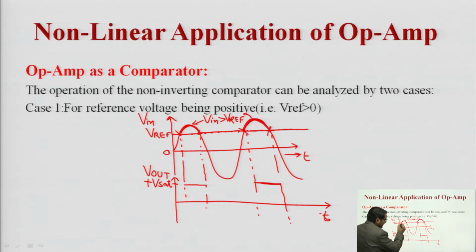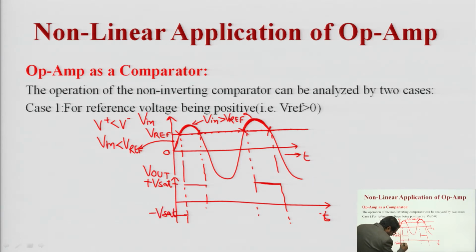Now, we consider this region. For this region, we can say that V in is less than V reference. If V in is less than V reference, we can also say that V plus is less than V minus. It means the output is minus V sat. This is the minus V sat.